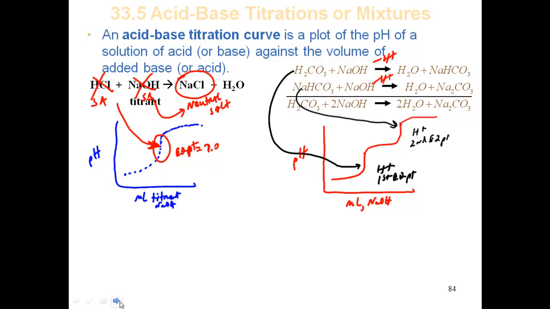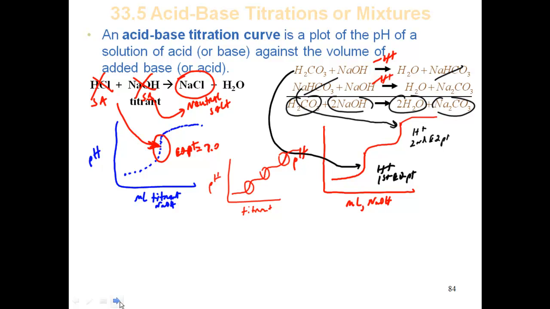titration curve. When you add up the two equations, you see that the sodium bicarbonate cancels, leaving me with carbonic acid plus 2 sodium hydroxides plus 2 waters plus sodium carbonate. Now, if I was a triprotic, what would you expect to happen in a triprotic if I was going to do a pH versus titrant? Well, you should expect to see 3 equivalence points.